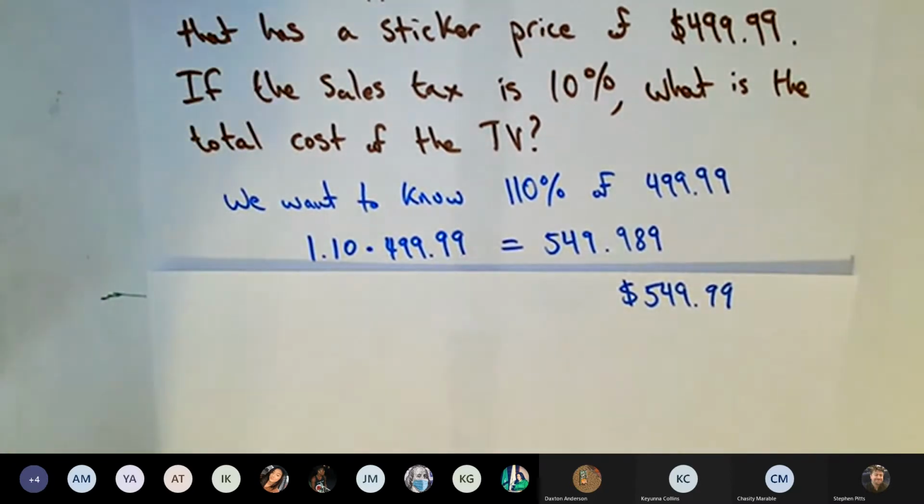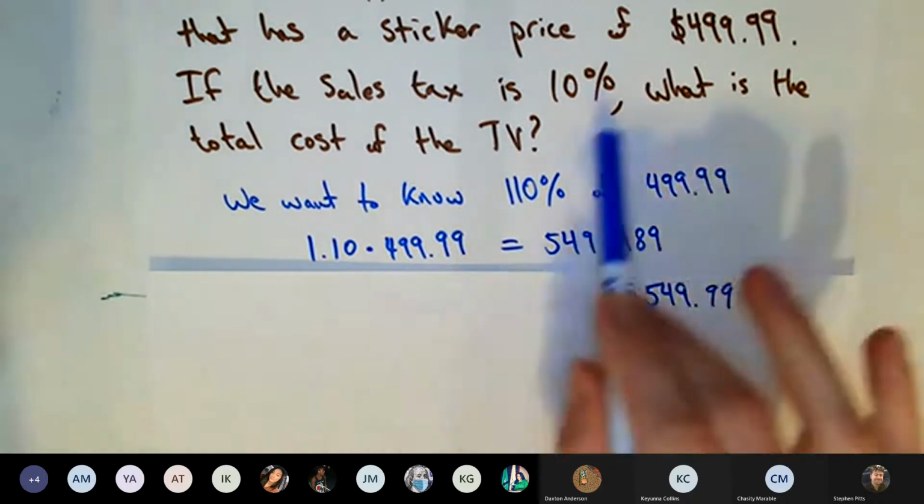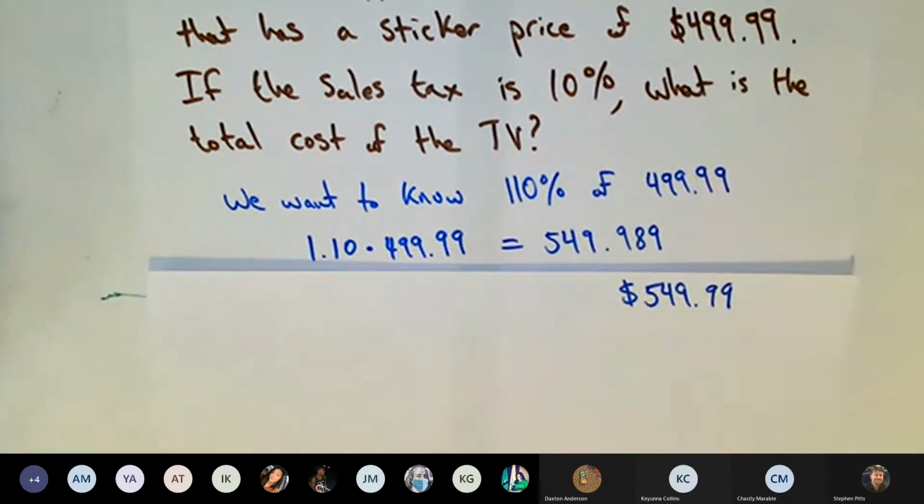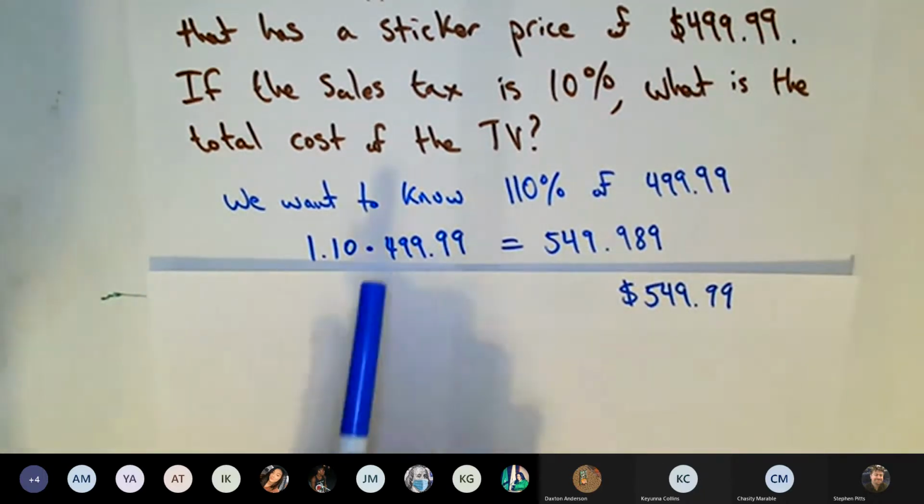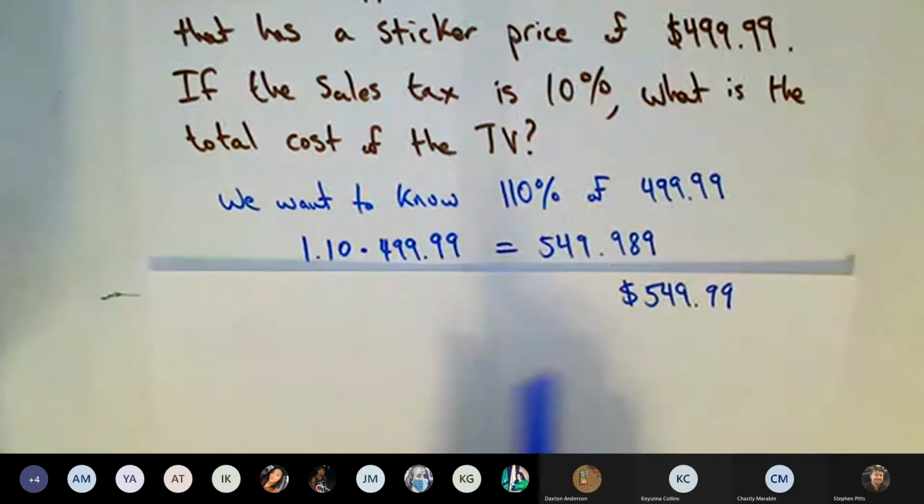Now you could do this individually. You could find 10% of this and then add that to the base price there to get this new total.